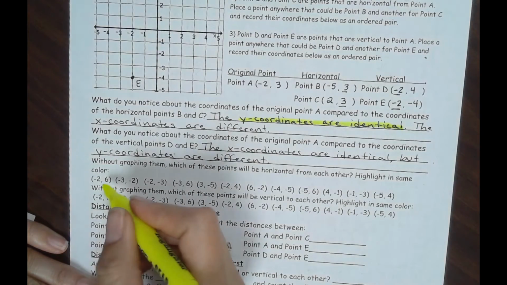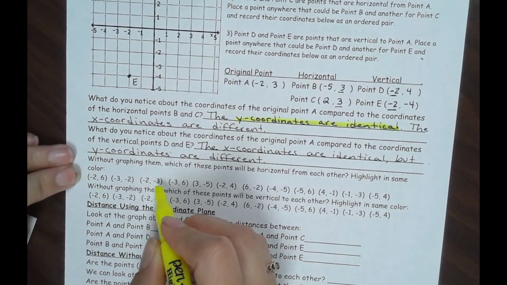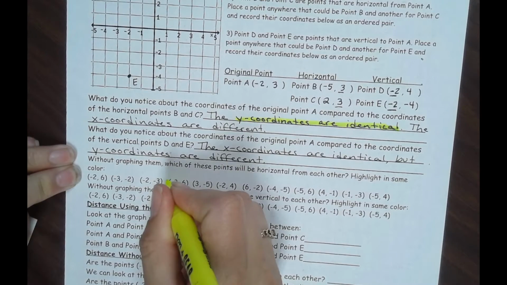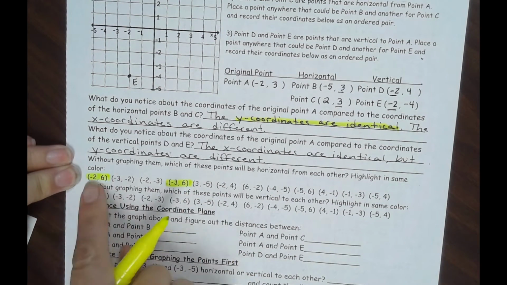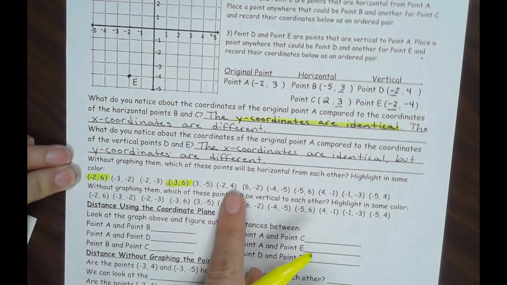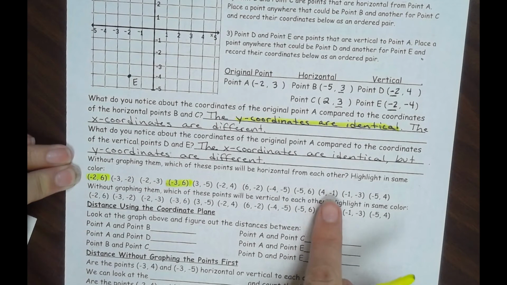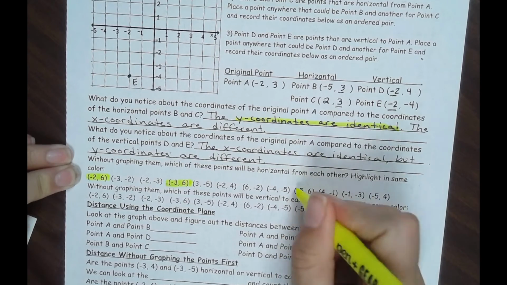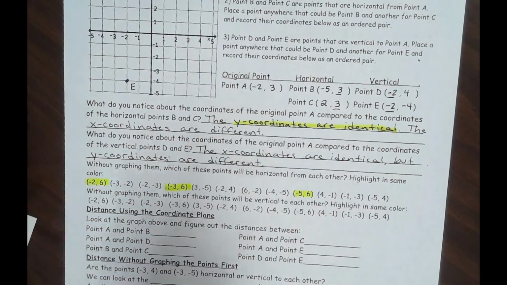So if the y coordinates are identical, I have 6, -2, -3, 6. Those two have to be identical. 6 and 6. Those are horizontal to each other. Do you see anything else with 6 for our y coordinate? We're only interested in the y coordinate. Oh, there's another one right there. These are going to be horizontal to each other. I see no others with 6, so I'm going to pick a different color.